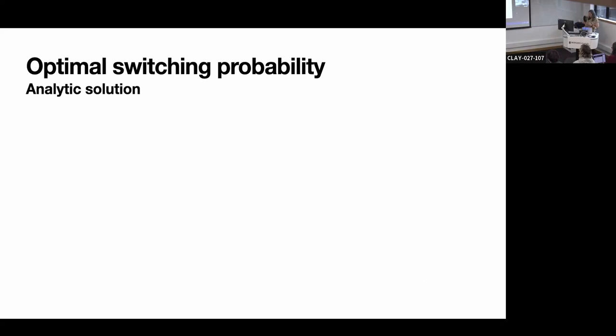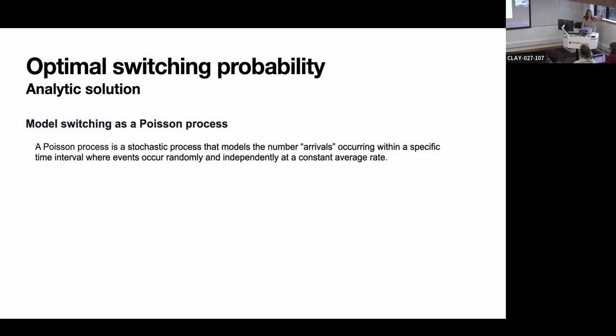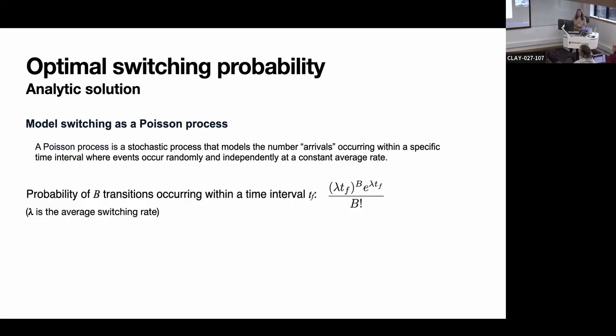So the analytics solution, you say, well, okay, I have these random events, which is when I'm switching, which are arriving at random times. I know there's some physics folks in the audience. So if I say random arrival events, you probably, yes, exactly. It's a Poisson process. A Poisson process, a stochastic process, models the number of arrivals occurring within a specific time interval that occur randomly and independently. And so for a Poisson process, the probability of B transitions, so me switching B times in a time interval T_F, is given by this. So that's a known relationship.